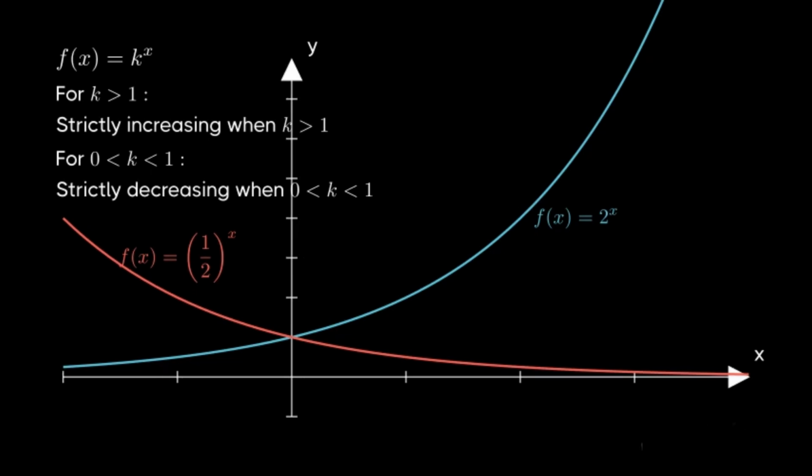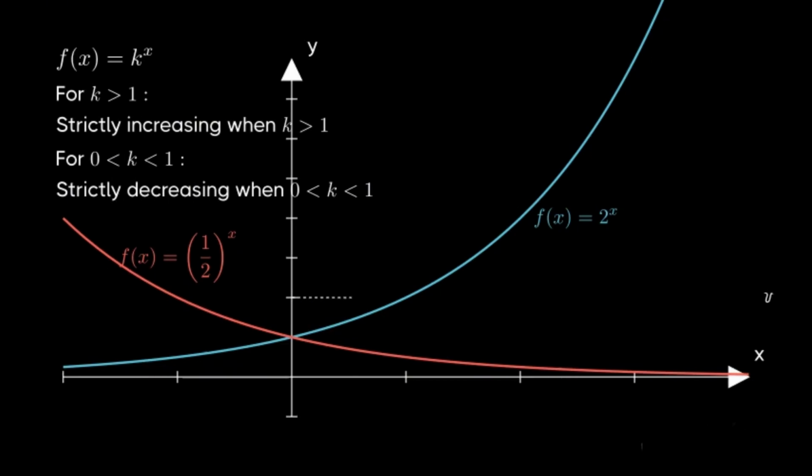Now let's examine a crucial property that applies to both cases. These exponential functions are one-to-one. This means that each output value corresponds to exactly one input value, which is key to understanding why k raised to the n equals k raised to the m implies n equals m.